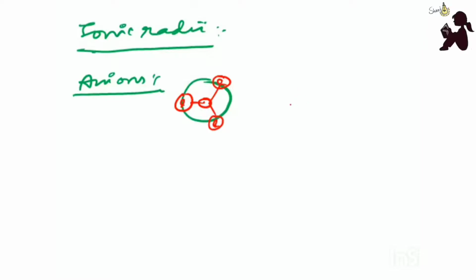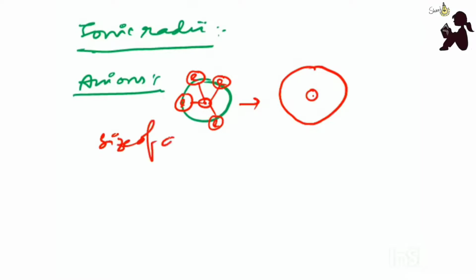But what happens if an extra electron comes? Now the electrostatic force, compared to the initial time, gets weak, because it has to attract one more electron. So now the size of the anion gets bigger than the parent atom. So the size of an anion is greater than the parent atom. Now what happens in the case of cations?